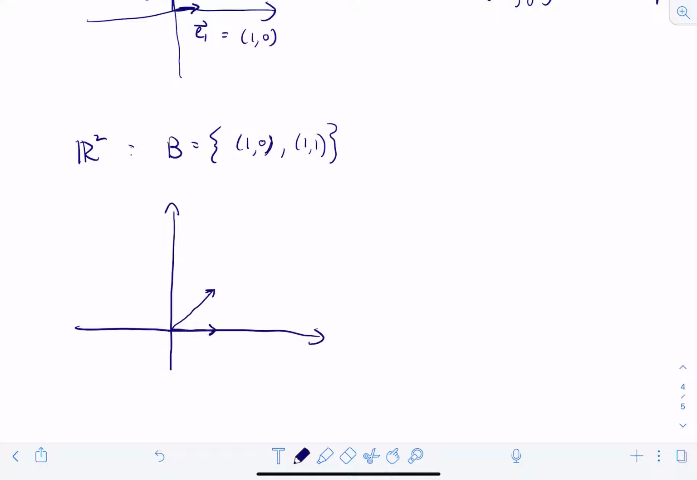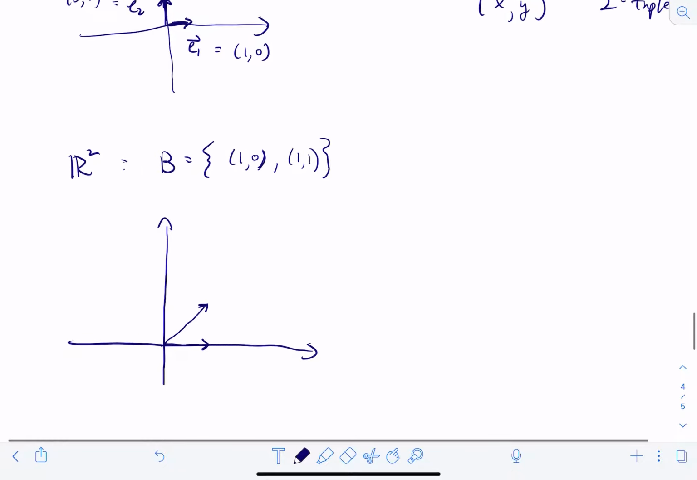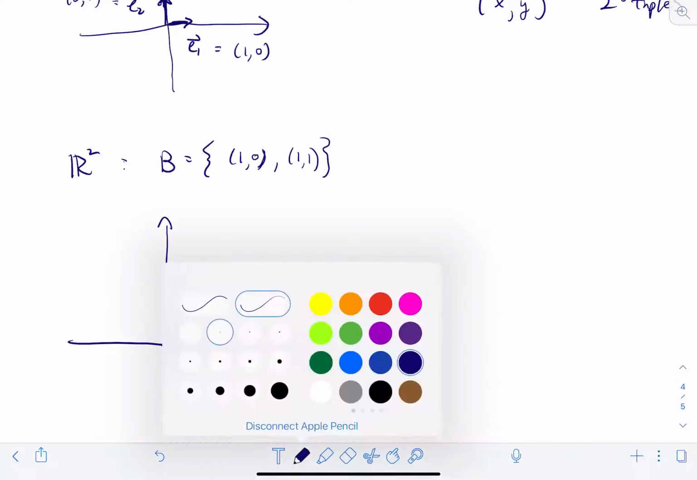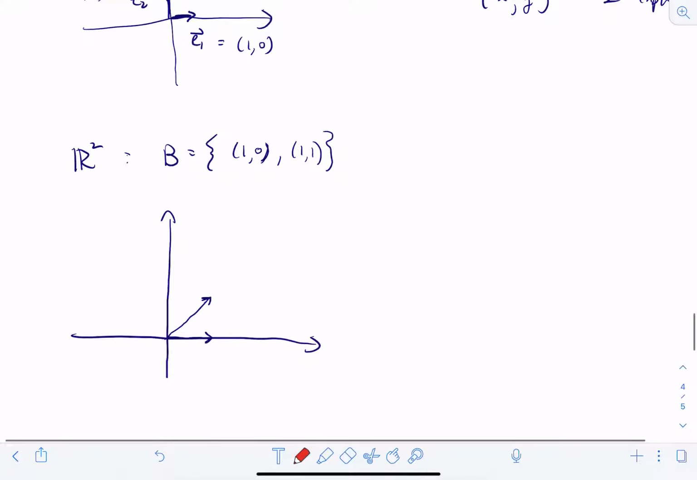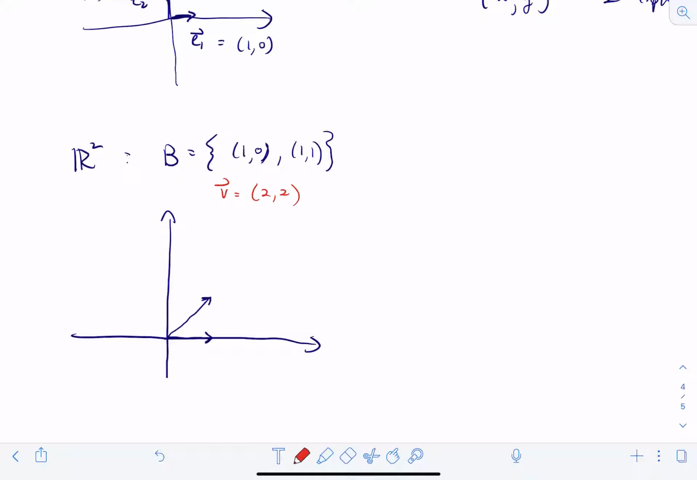So let's pretend that I was to express the vector. Let's say you have a vector over here, V. Let's say that V is equal to 2, 2. Okay. So if V is equal to 2, 2, we know where that point looks like. So that point looks something like around here. I'd say this is 2 and this is 2. So 2, 2 is this point right here, right?